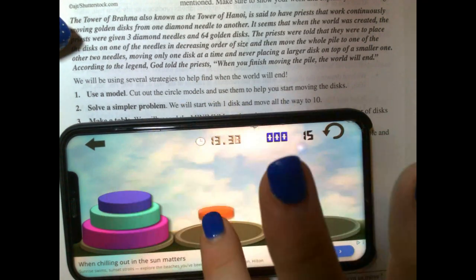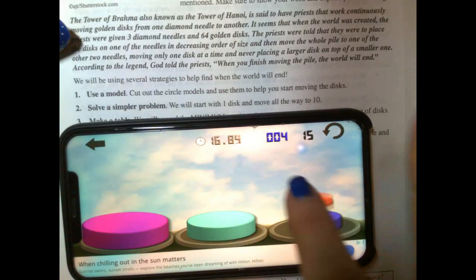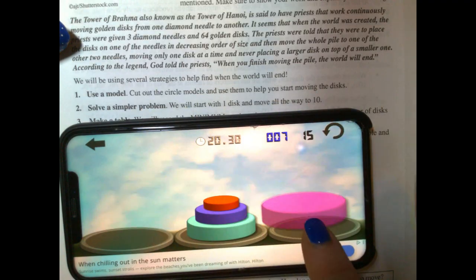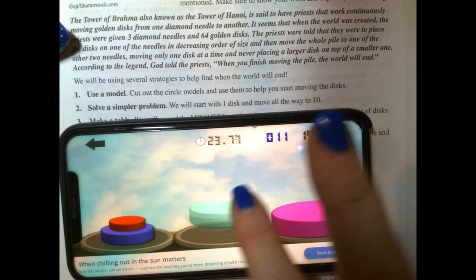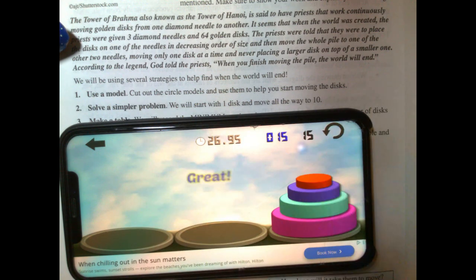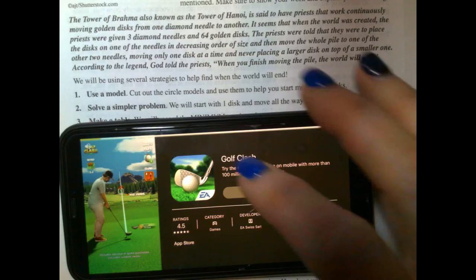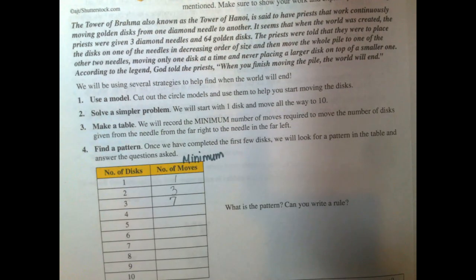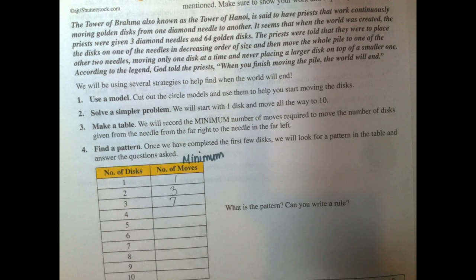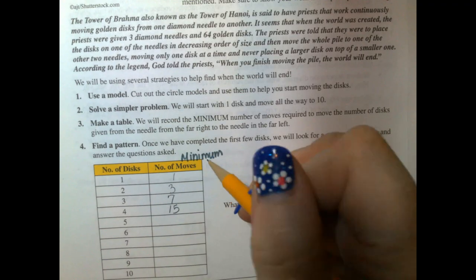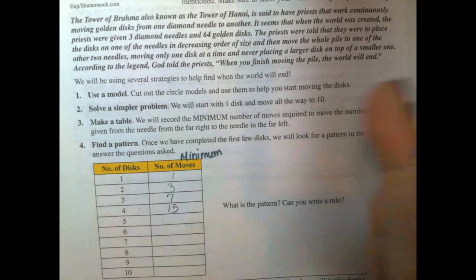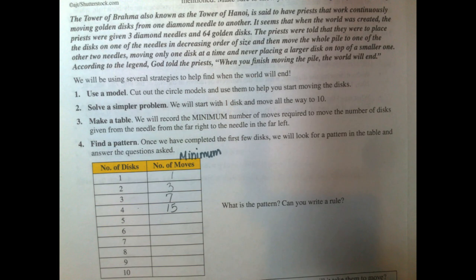So if we're going to do 1, 2, 3, 4, 5, 6, 7, 8, 9, 10, 11, 12, 13, 14, 15. So you see that you have 15 moves, a minimum of 15 moves when you have 4 disks. So go from the left to the right. And then you can continue doing the same thing. Let me see right here.